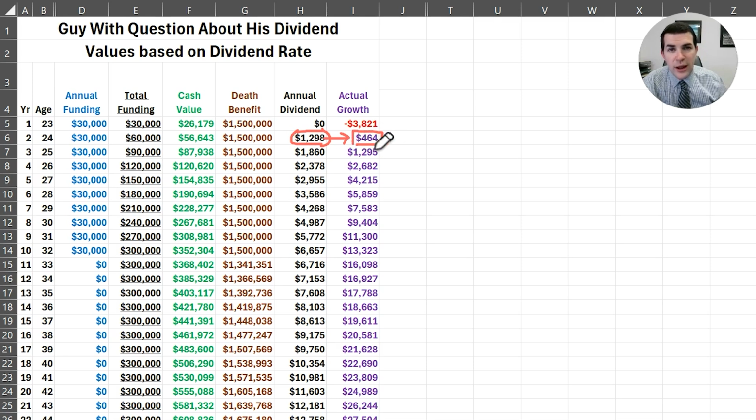Think of it this way. You earn $100,000 for the year. That's your income. Then the IRS says, we're going to tax you on that. And you're left over with $70,000 after you pay 30% to the IRS. My point is, you've got expenses associated with the life insurance policy.